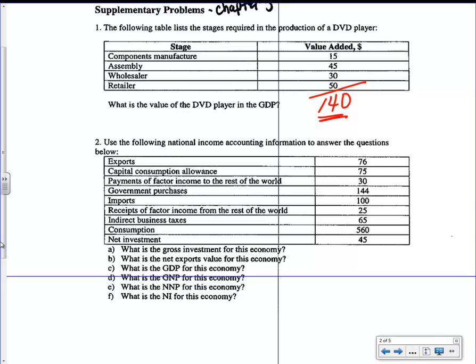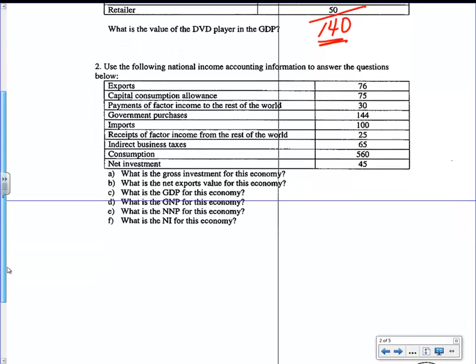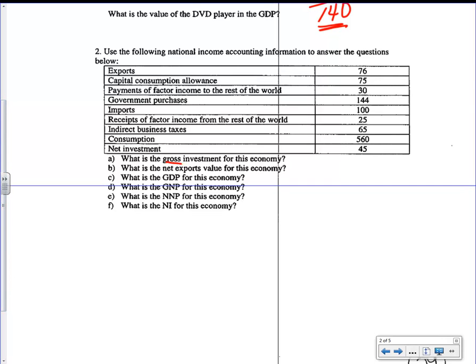Now let's come on down, and it tells us find the following. Gross investment is equal to net investment plus capital consumption allowance. So to find our gross investment, we're going to take our net investment of $45 and add the capital consumption allowance of $75. So that will give us gross investment of $120.